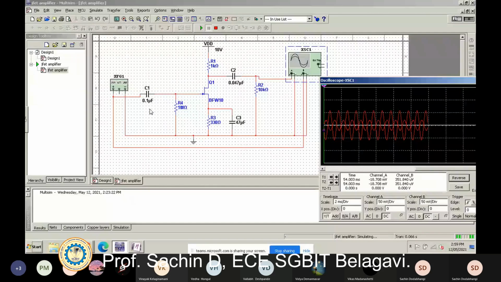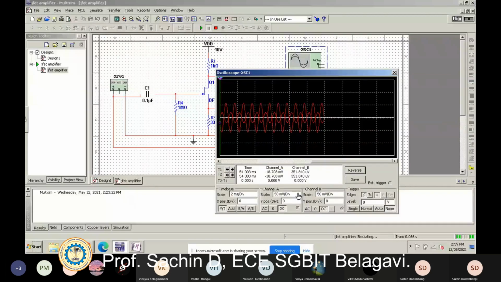You can see it here. You can zoom it also. For a positive input cycle, we are getting a large negative output cycle. It is a 180-degree phase shift. Both are on channel A, you can see the scale also. I will increase this. Okay, you can see it now. It is 1 millisecond per division.